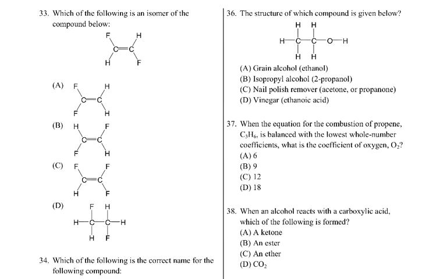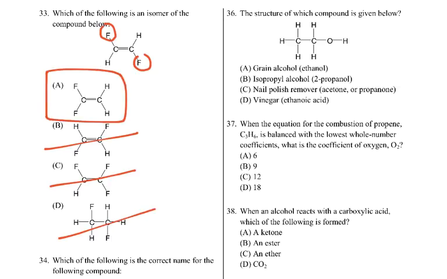Okay, number 33. Which of these is an isomer of this compound? Well, this compound has two F's, two H's. So this one we can knock off B because that's exactly the same compound, just flipped over. This one has too many F's. And this one is totally the wrong formula, so the answer is A. Two F's, two C's, two H's.